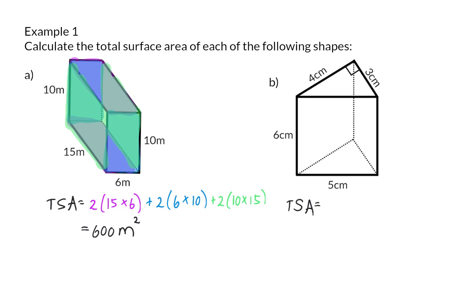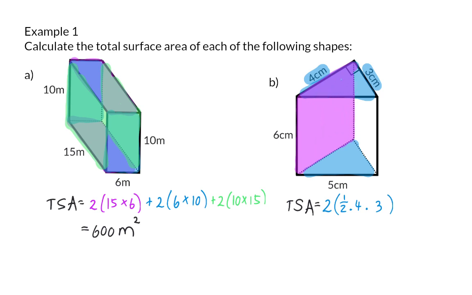In B, we need to get the total surface area of a triangular prism. I'm going to start off with the triangles. Firstly, I have a triangle at the top, and then the same triangle is repeated at the bottom. So I'm going to have 2 of the areas of a triangle. And for a triangle, the formula is a half multiplied by the base, which I'm going to use 4, multiplied by the perpendicular height to that, which is 3.